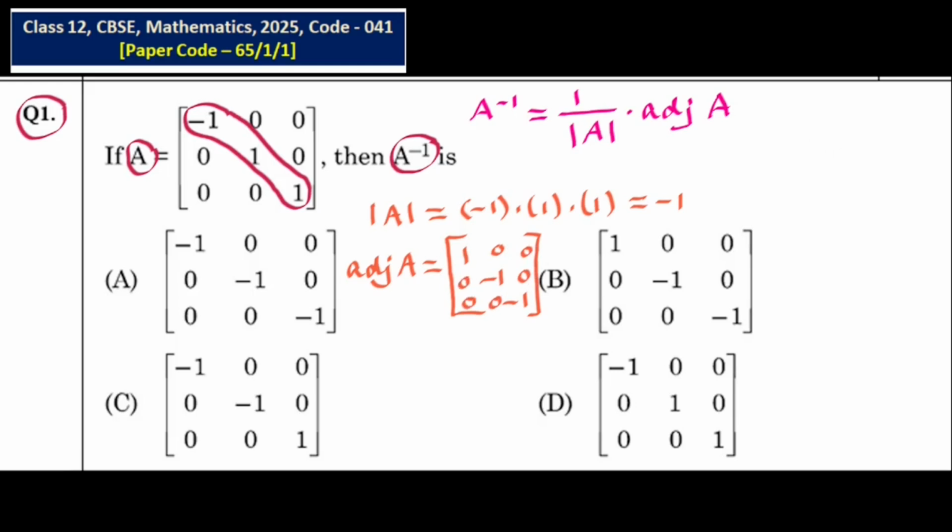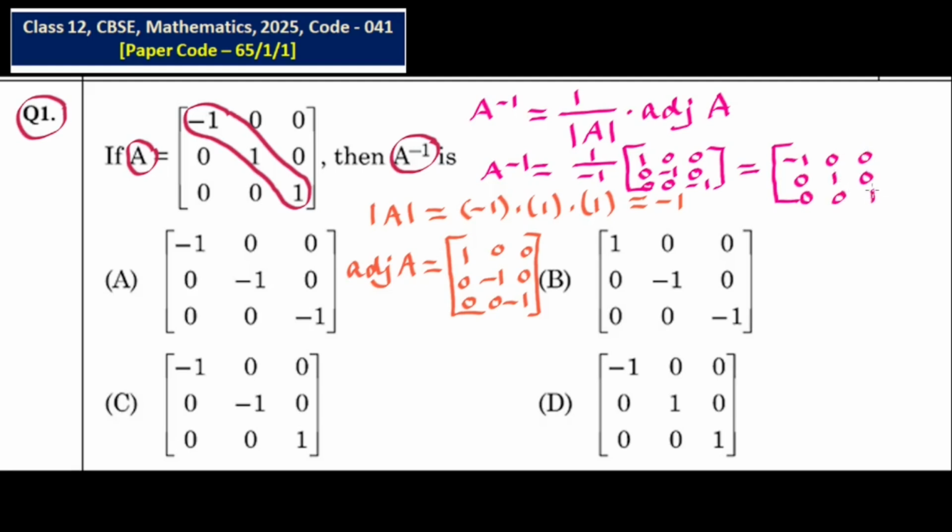So A inverse will be 1 upon minus 1 adjoint A, 1 0 0, 0 minus 1 0, 0 0 minus 1. A inverse therefore is minus 1 0 0, 0 1 0, 0 0 1. The correct answer option is D.